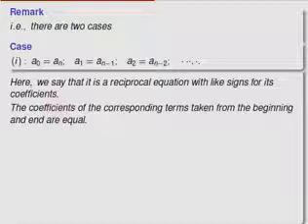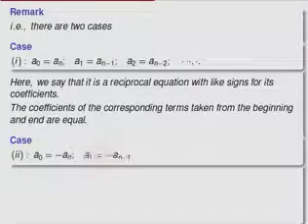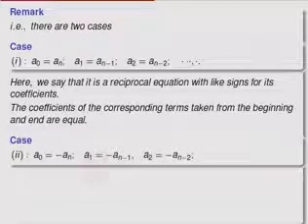The coefficients of the corresponding terms taken from the beginning and the end are equal. You can observe that a0 is equal to an, a1 is equal to an minus 1, a2 is equal to an minus 2. Similarly, in case 2, taking the negative sign, a0 is equal to minus an, a1 is equal to minus an minus 1, a2 is equal to minus an minus 2.